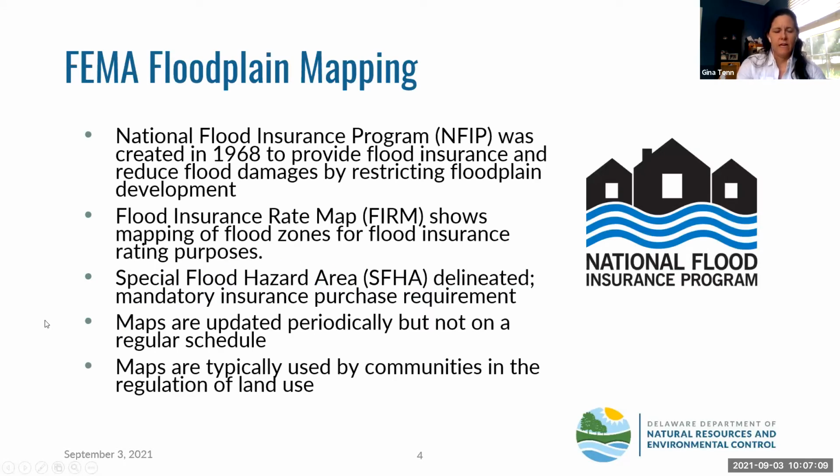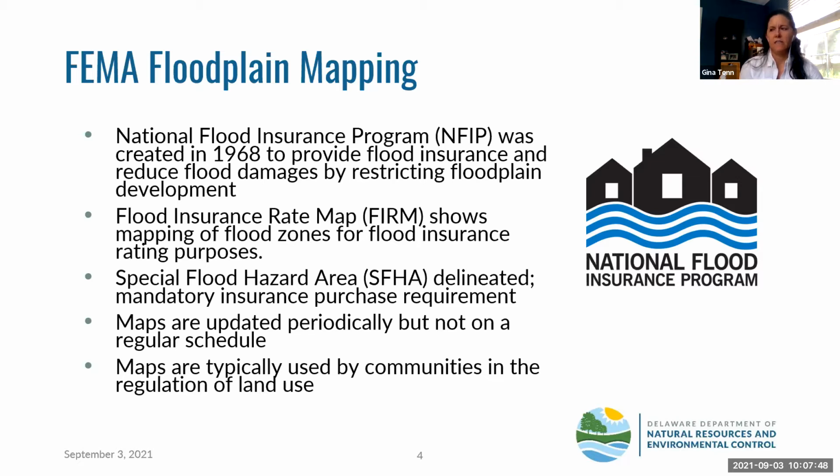All right, so the main source of floodplain mapping that you're going to see is from FEMA, and this is in conjunction with the National Flood Insurance Program, which was created in 1968 to provide flood insurance and to help reduce flood damages by restricting development in floodplains. And so FEMA has developed flood insurance rate maps. You'll see it abbreviated as FIRM, which show the mapping of flood zones, which are used for flood insurance rating purposes.